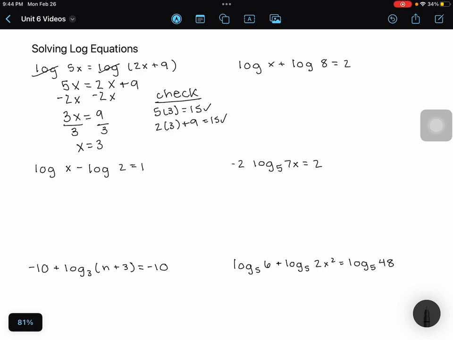Now for one like this, where we have two logs, first we want to condense them if at all possible. So I see there's a plus in the middle, so that means I can multiply together. So I have log of 8 times x equals 2. And then it's in log form now, and in order to solve, I'm going to need to rewrite it in exponential form. So I have to remember that the base here is 10. Whenever I don't see a base, it's assumed to be base 10.